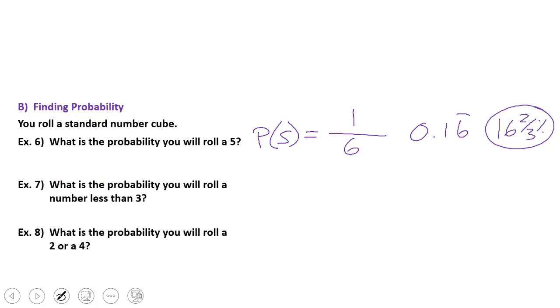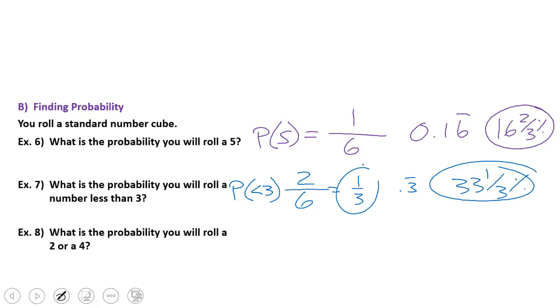Let's go to number 7. What is the probability you will roll a number less than 3? So how would we write that? That's right, probability less than 3. And when we think about how many outcomes are less than 3, that's right, a 1 and a 2. So that means there's 2 favorable outcomes out of the 6 possible outcomes. We can simplify that to 1 out of 3, which is 0.3 repeating, or 33 1/3%. Any way you choose to write it. You can certainly leave it as looking like a fraction.